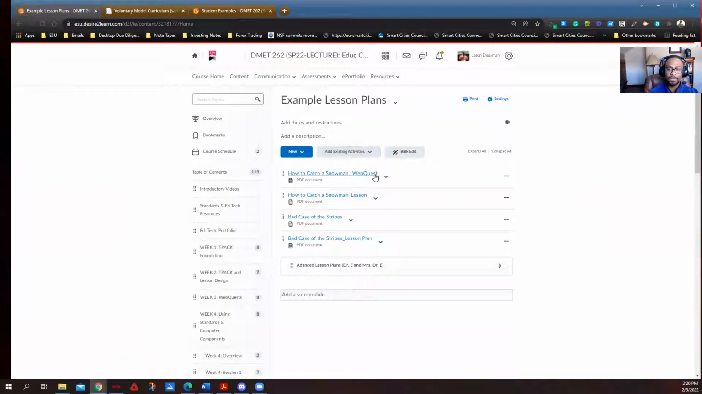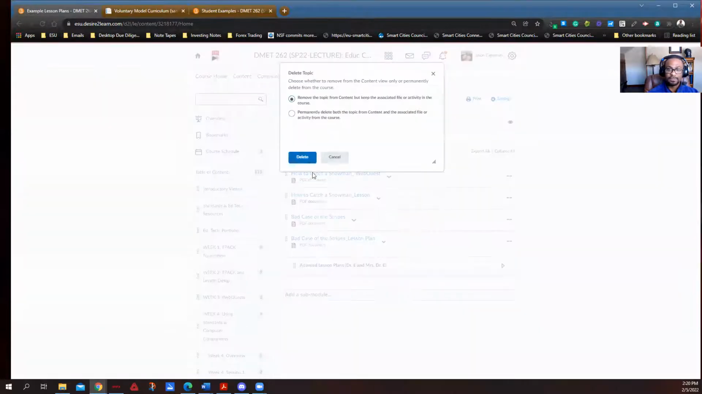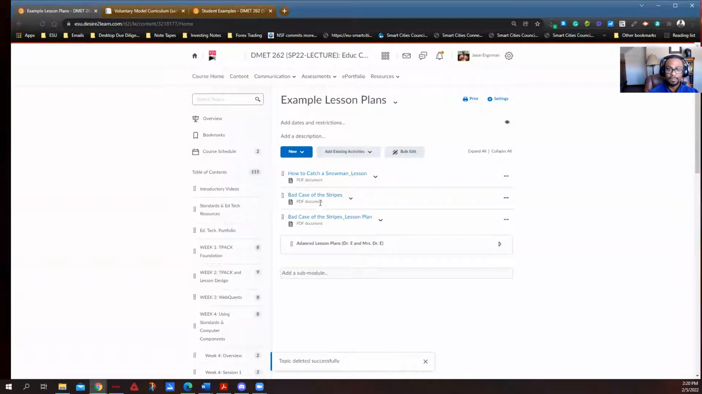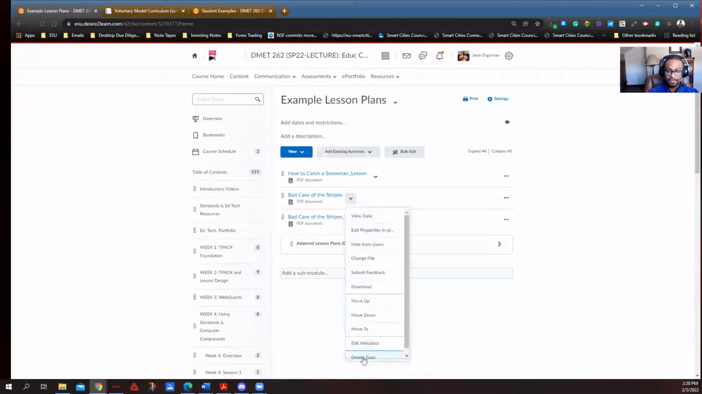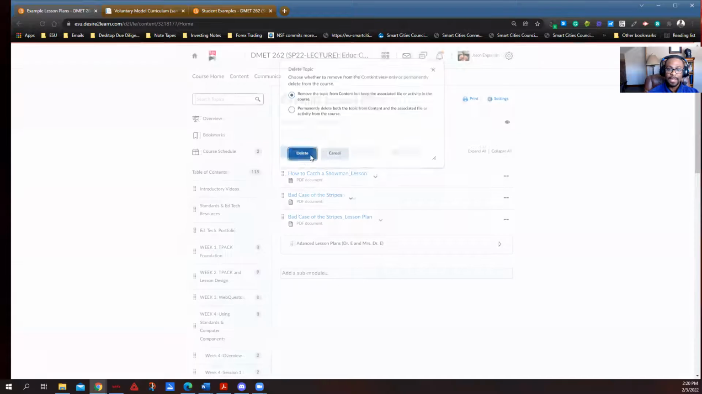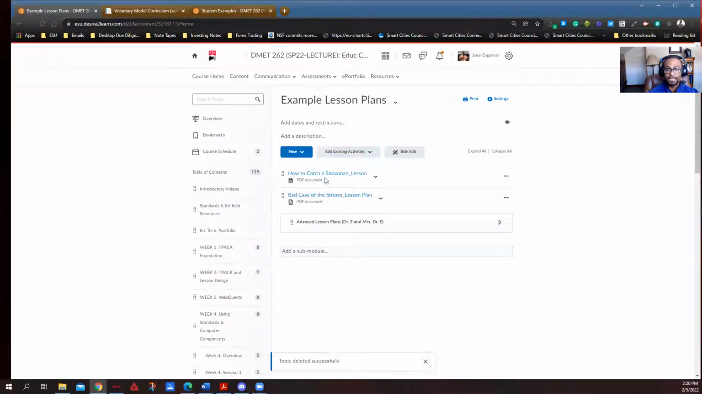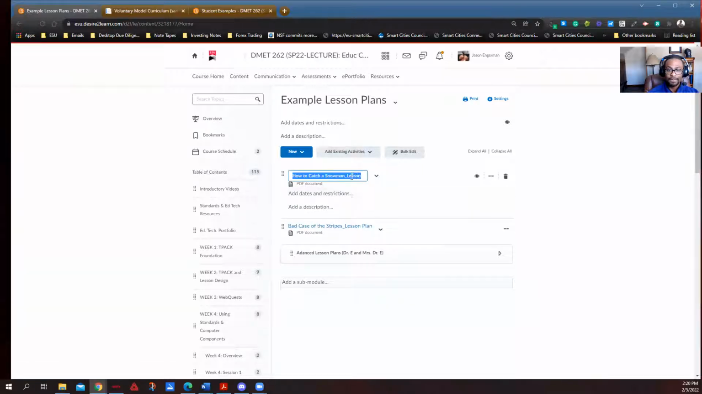I'm not going to put the web quest with them. So I'm going to pull these out. Let's delete these. I'm going to pull them out because all I want you to see are the lesson plans. In the lab, you will see these lesson plans with their respective web quests. Okay, so they keep it all in the family.